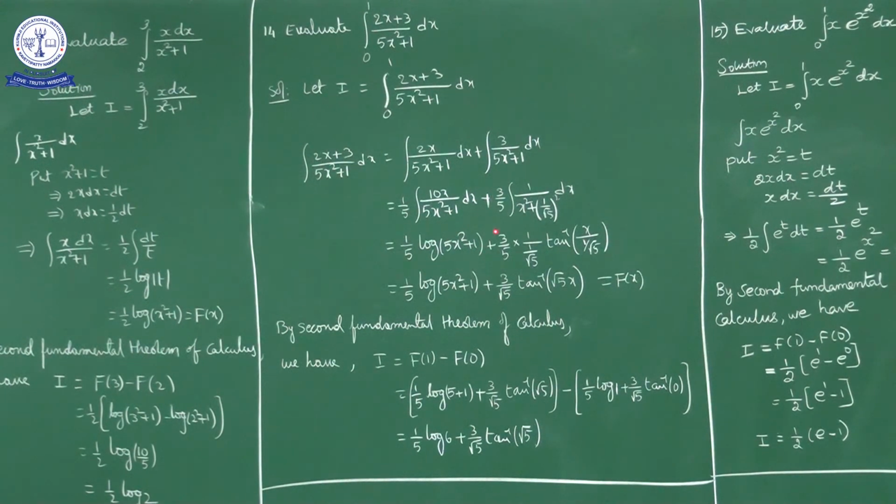Plus the second part, 3 by 5 into, if we observe this part, integral 1 upon x square plus a square dx form. Integral 1 upon x square plus a square is 1 by a tan inverse x by a. So in place of a what we have? 1 by root 5. So 1 by root 5 tan inverse of x by 1 by root 5. So this 5 we can write as root 5 into root 5, one root 5 cancels. So what we get? 3 by root 5 into tan inverse of x by 1 by root 5. So x by 1 by root 5 is root 5x. So 3 by root 5 tan inverse of root 5x.